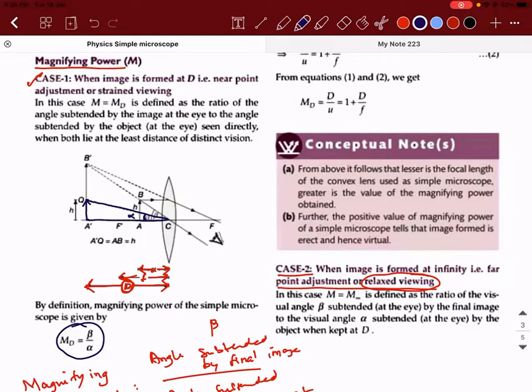what is tan of alpha? It is the height of the object over the least distance of distinct vision. Is it not h divided by d?